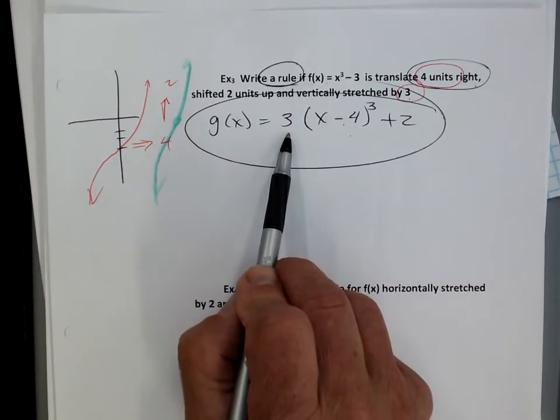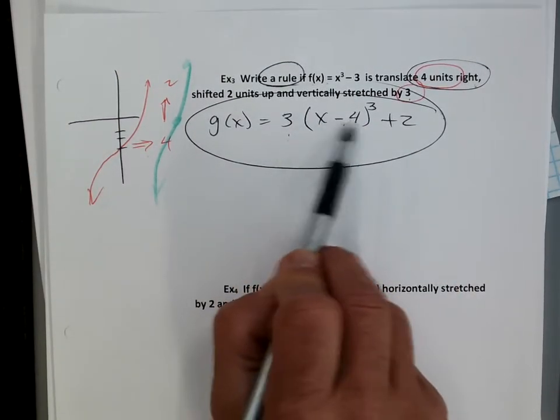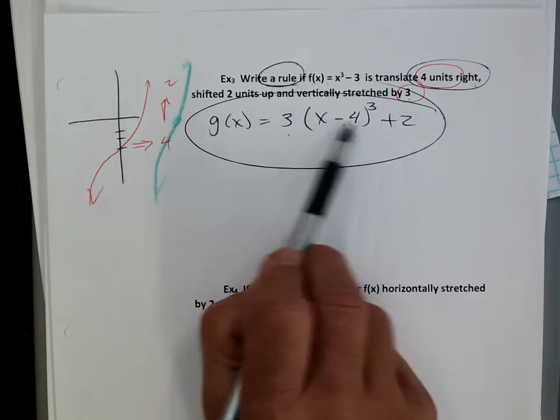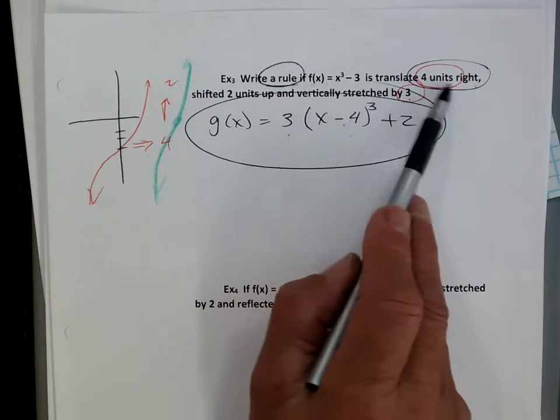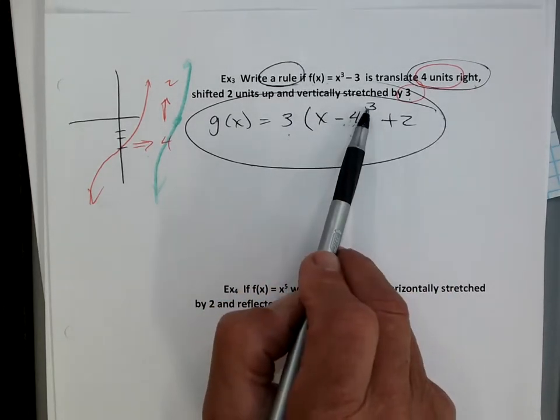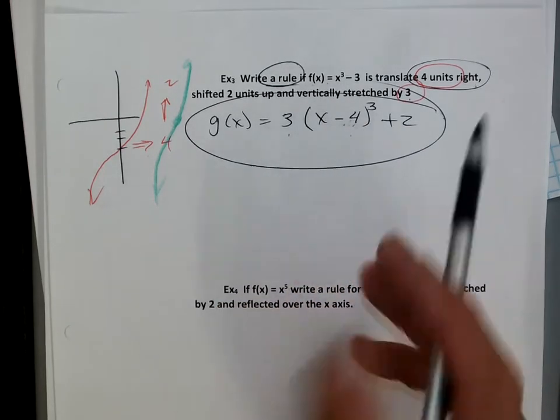Stretched by 3. Inside is a horizontal shift. Inside is horizontal shift, but always the opposite. Cube, because it's a cubic, and then up 2. Okay.